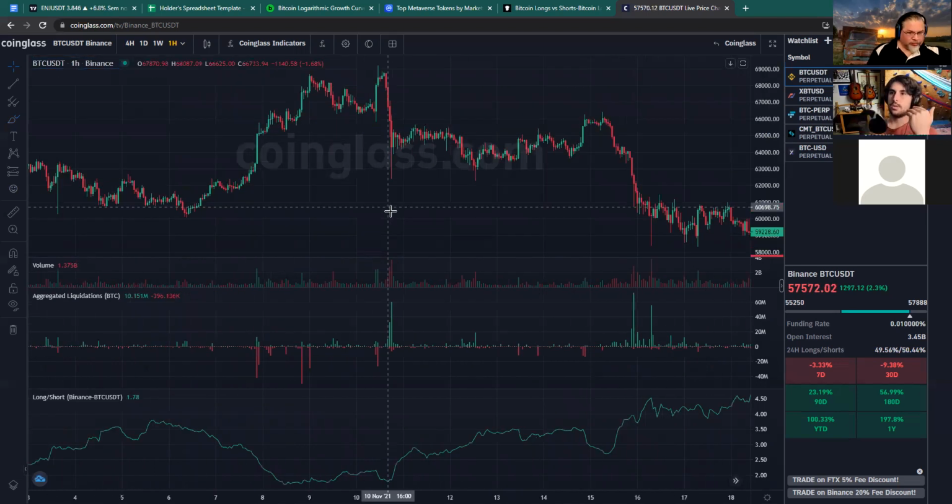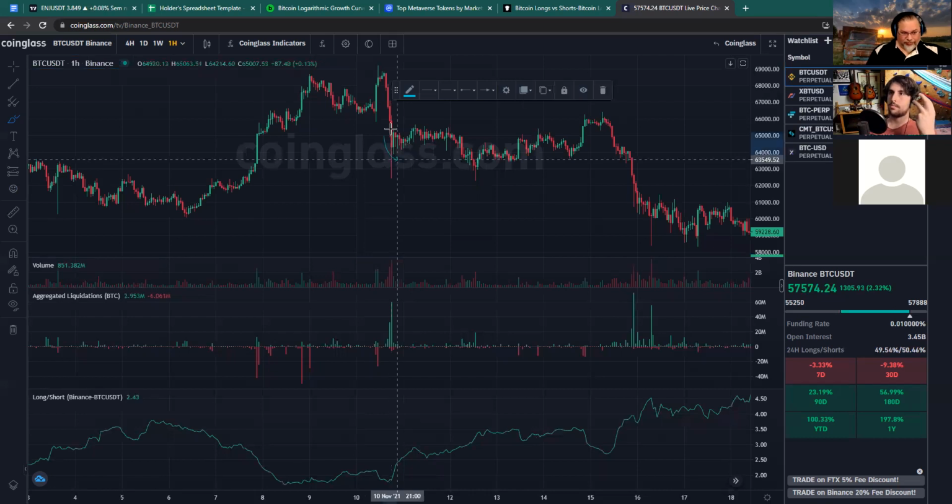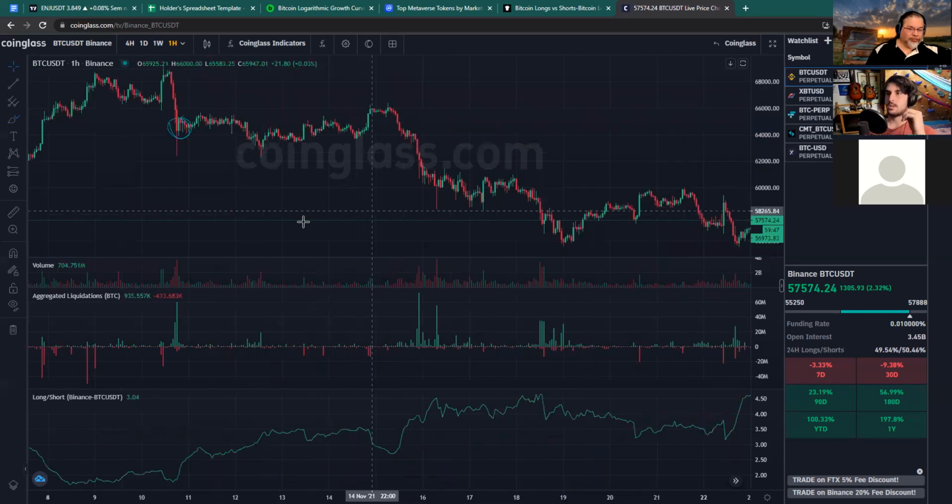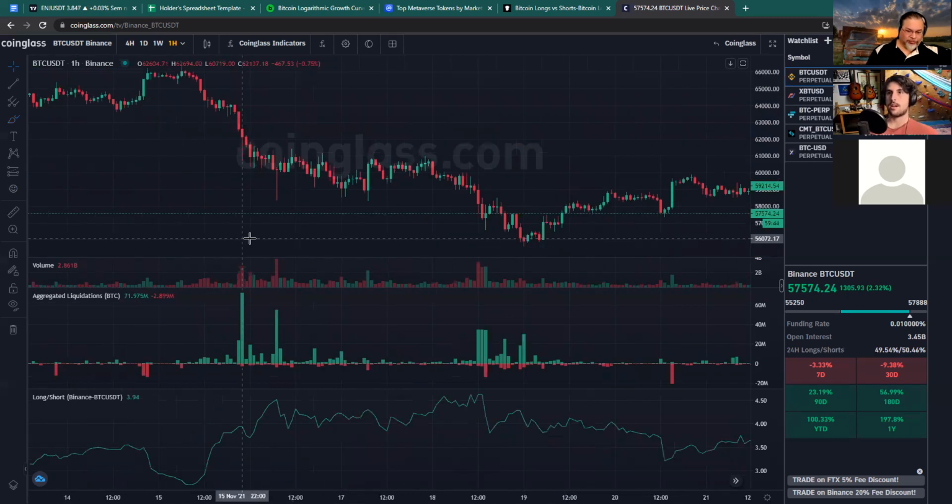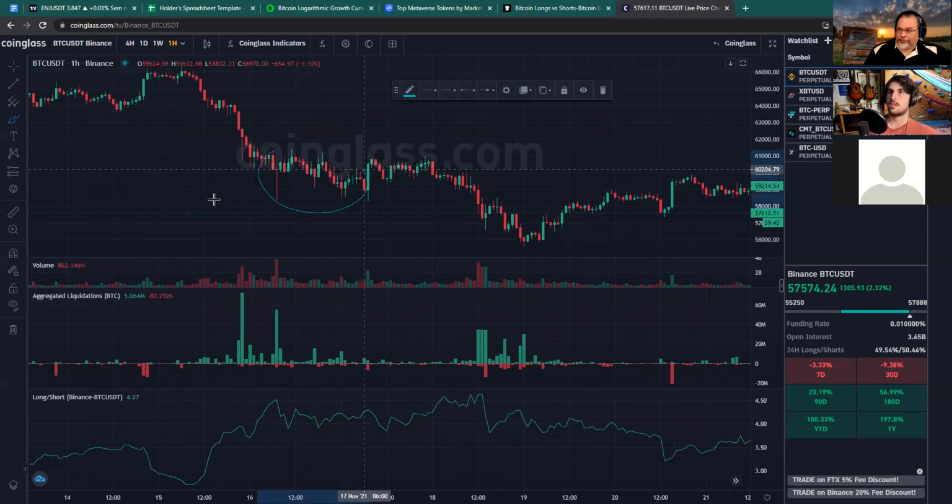And when a lot of longs are liquidated, then you maybe should take profit on your short. So right here, you can see a lot of longs liquidated, then you would have taken profit right here, and it kind of goes sideways for a while. And same goes down here. A lot of liquidations from right here to right here, then you take profit on this move.